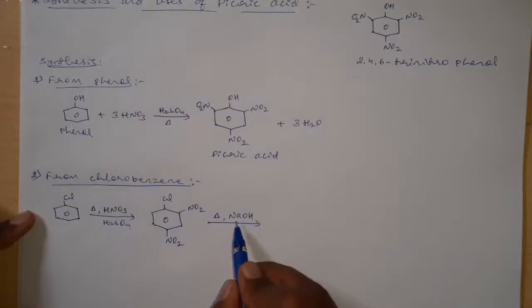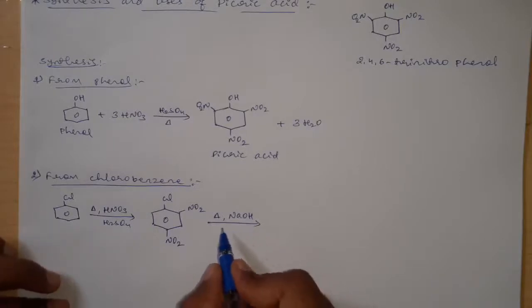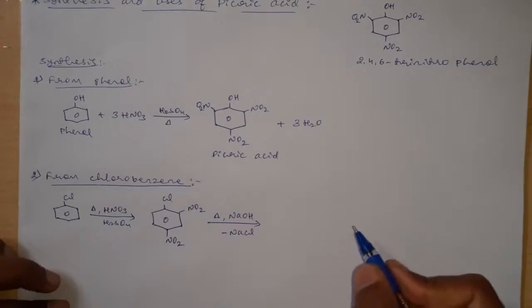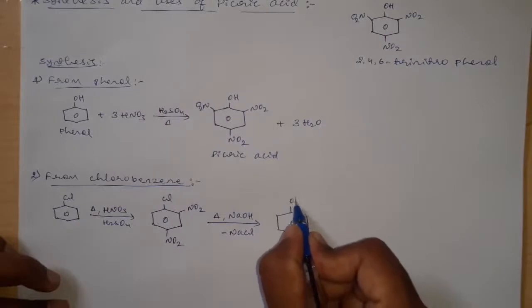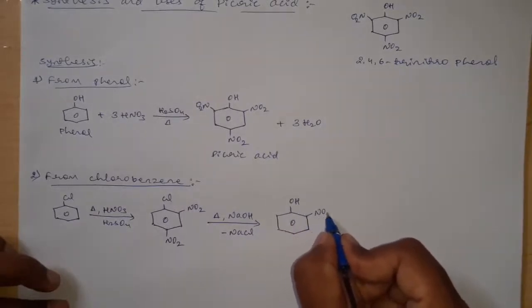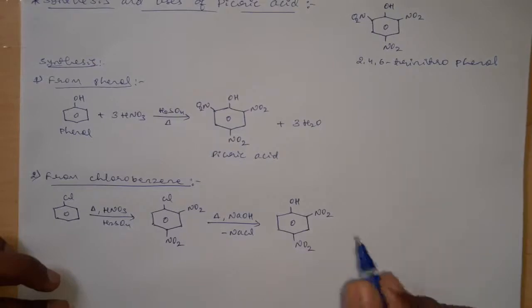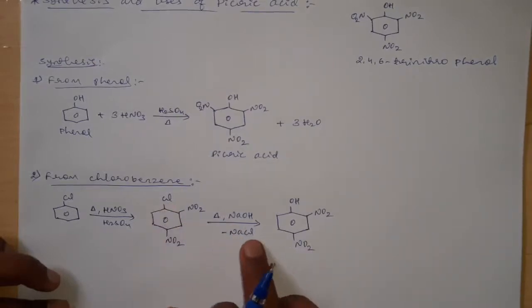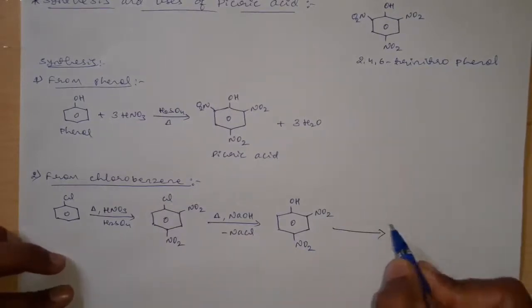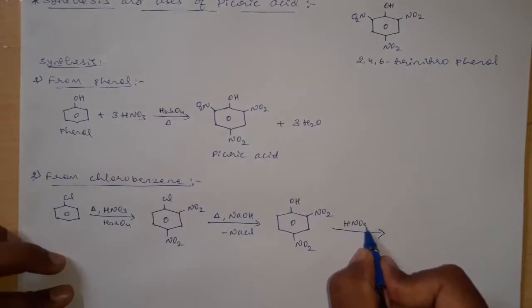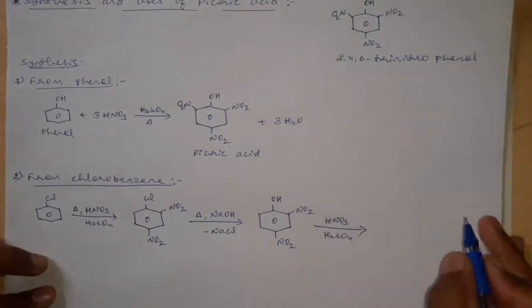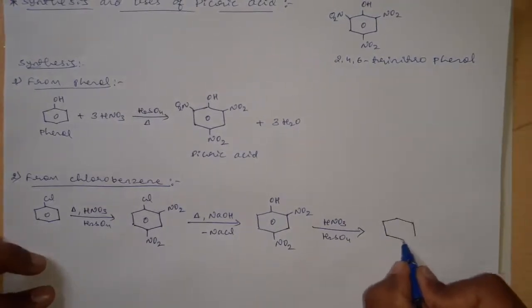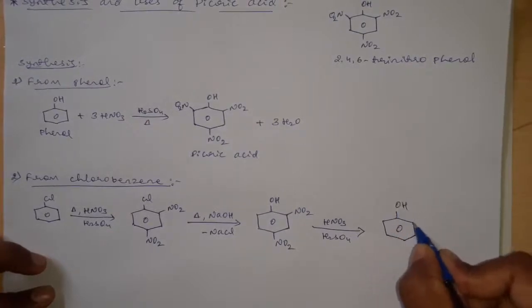alkaline medium, for example sodium hydroxide solution, results in the loss of sodium chloride, and it is converted into a derivative of phenol. This Cl will go with the sodium and results in the loss of a sodium chloride molecule. And this on further treating with a nitrating mixture, that is a mixture of concentrated nitric acid and sulfuric acid, results in the formation of picric acid.